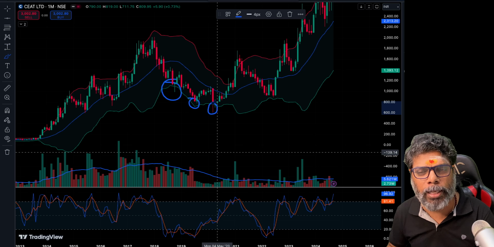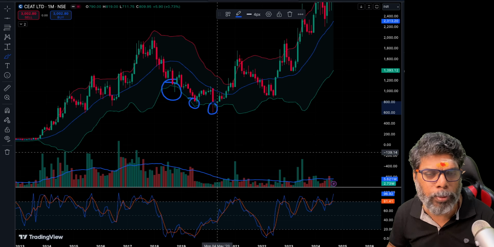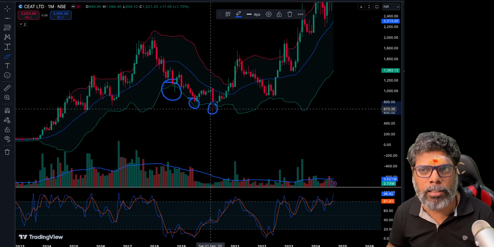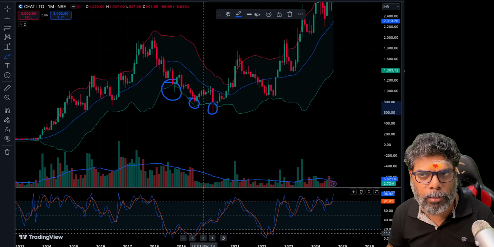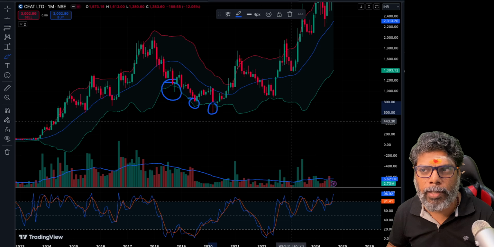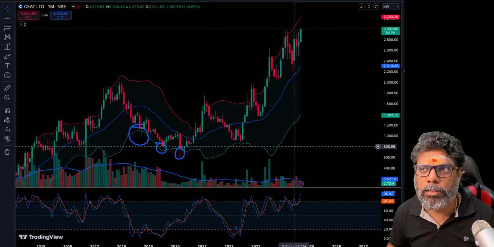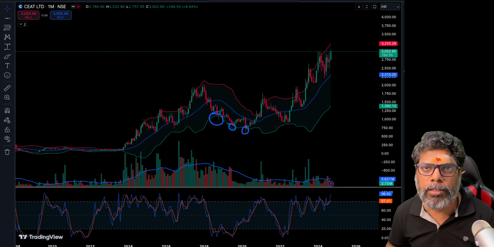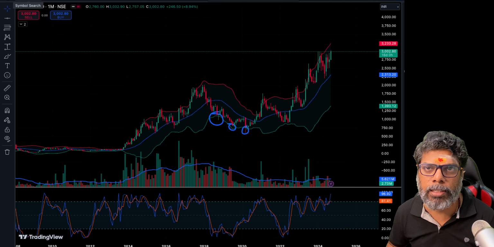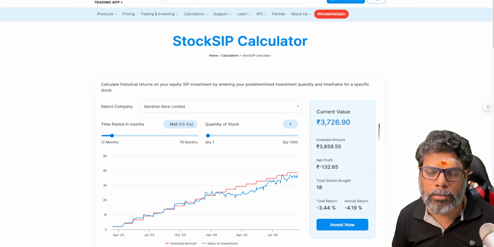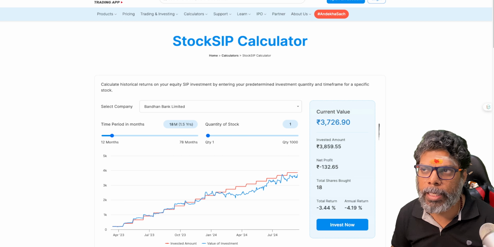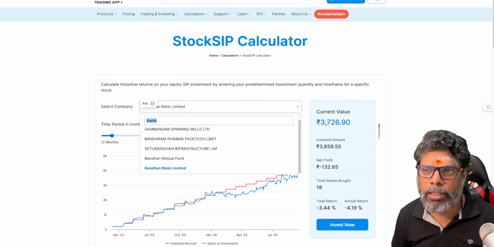I'm telling you, go back and check all the good stocks in the past. Whenever the monthly chart touches the bottom of the Bollinger band and the stochastic hits the bottom, after that it never touches this part again. If you do a SIP, I'll show an example for this one, like CEAT, right? Let's take CEAT. I'll show a sample for you. This is a calculator.